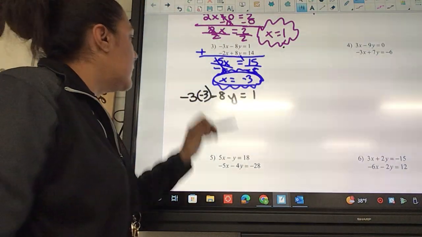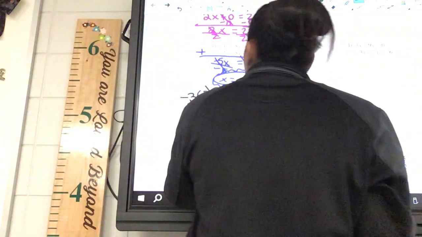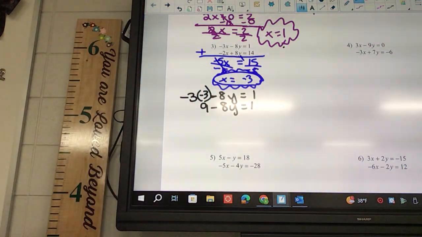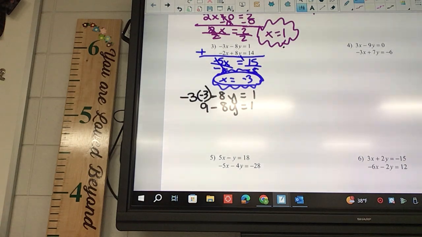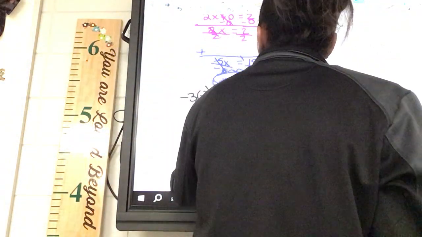And this is a minus 8y. Okay, so we're going to do the parenthesis part first. What is negative 3 times negative 3? 9. So I'm going to get 9 minus 8y equals 1. Are we going to add or subtract that 9? Subtract the 9. So if there's no sign in front of it, we got to subtract. And that's probably the hardest part for some of you guys to remember.